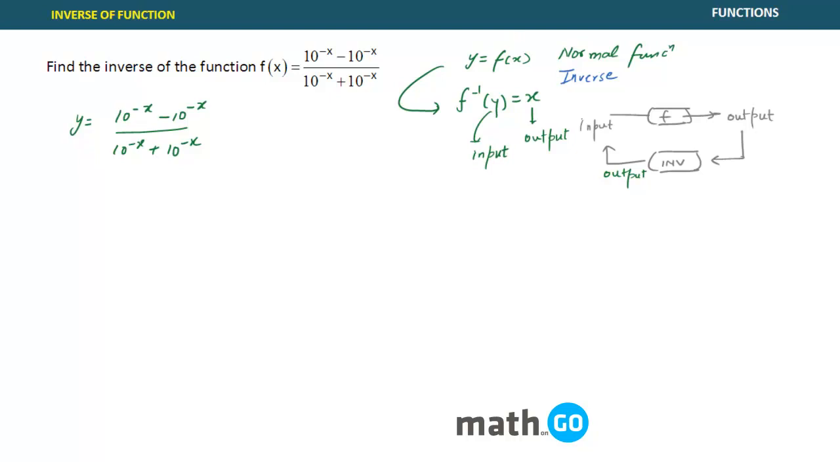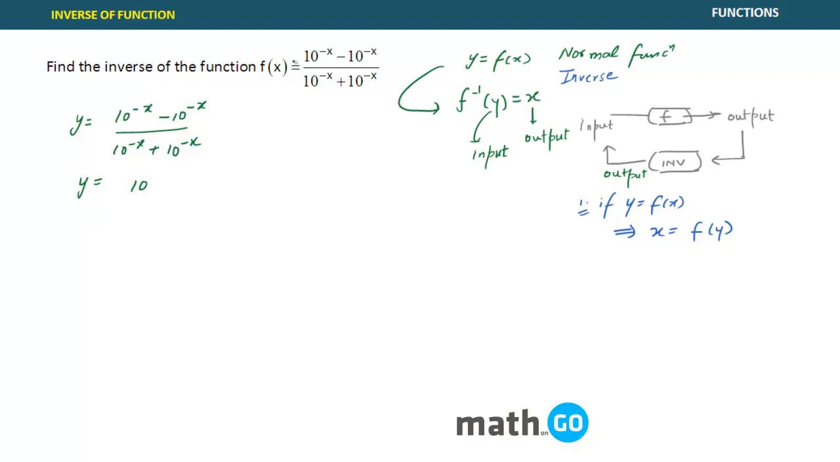So your first target in an inverse problem should be: if y is equal to f(x) is there, try writing x equal to f(y). That is the first step. So the first step that I am going to apply here is to write this in the easiest form that I can.